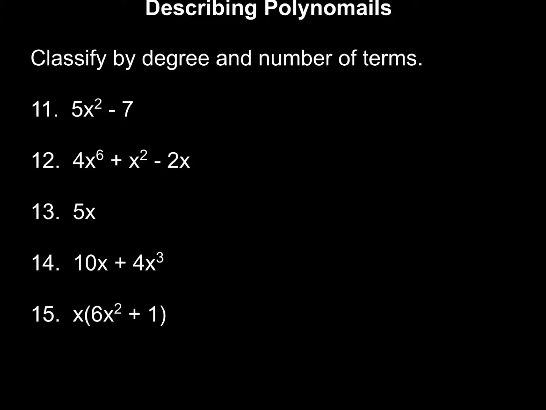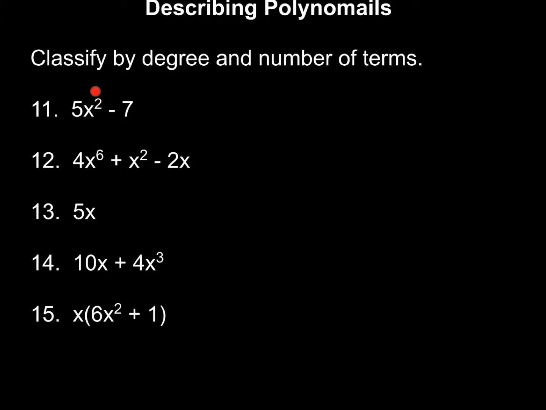Then we're going to practice this just a little bit more, where we're actually going to classify each of these by both the degree and the number of terms. I'm going to work the first one of these through with you, and then I'm going to give you a chance to work through the rest of them to see how well you got it. So on these, we're describing it by degree and number of terms. So first up, in number 11, what is the biggest exponent? 2. That is our degree.